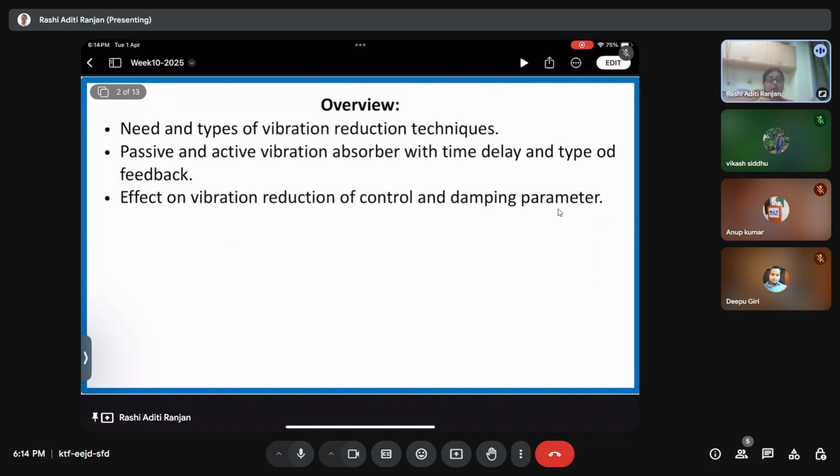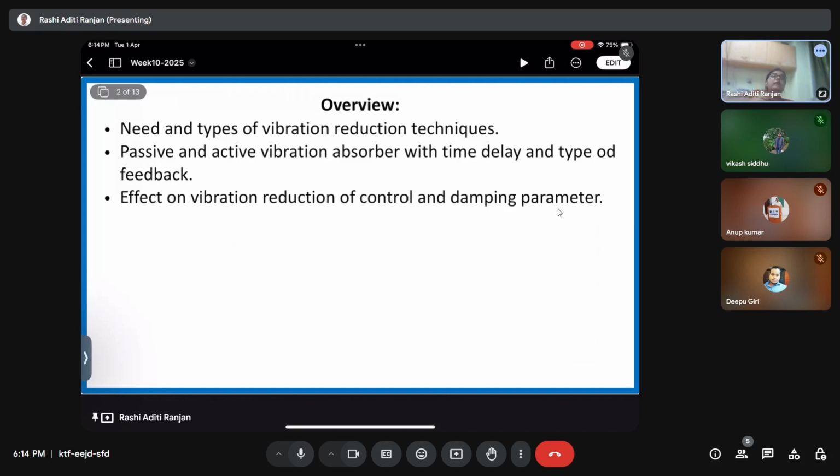If I have that kind of application wherein I know that only this is going to be the type of vibration that my machine is going to encounter, like if the machine is operating in the same state every time, every day, then I can use the passive vibration absorber.